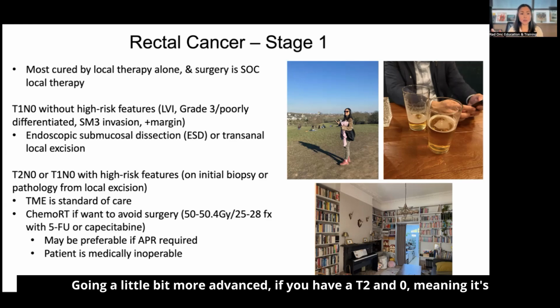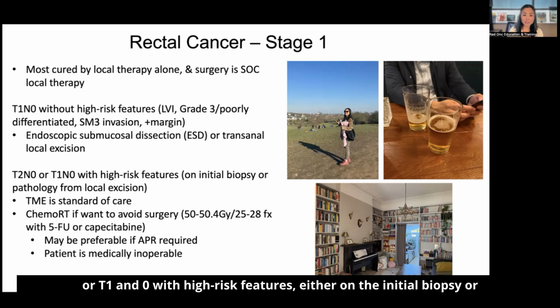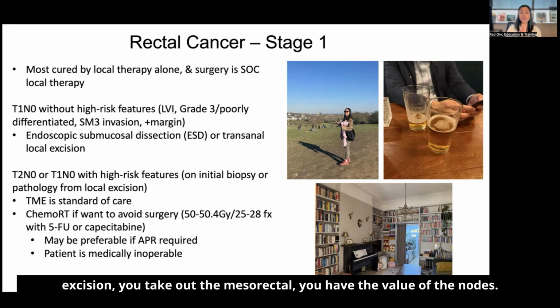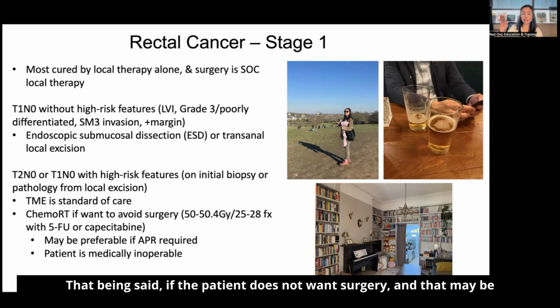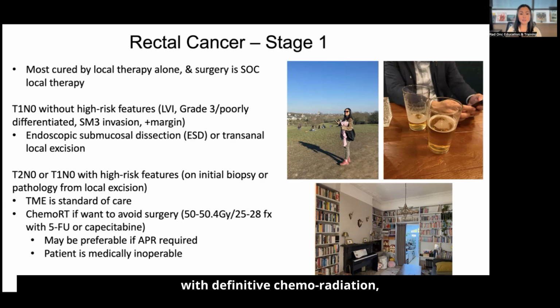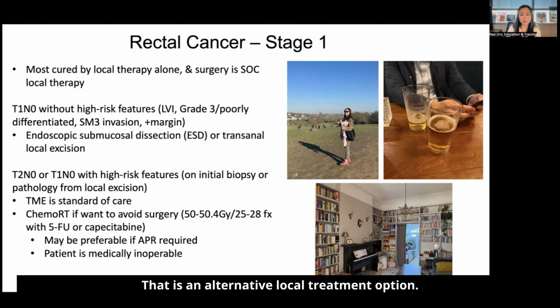Going a little bit more advanced, if you have a T2N0, meaning it's invading the muscularis, or a T1N0 with high-risk features, either on the initial biopsy, or they get a local excision and you find those high-risk features, the standard of care is a total mesorectal excision. You take out the mesorectum, you evaluate the nodes. That being said, if the patient does not want surgery, and that may be the case if they need a colostomy or if they are medically inoperable, then you can treat with definitive chemoradiation, long-course chemoradiation, and you wouldn't do additional chemotherapy then. So that is sort of an alternative local treatment option.